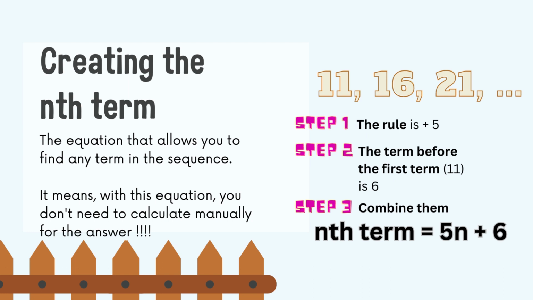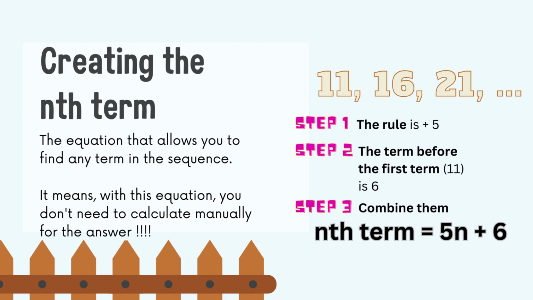Yes, it's true. 6. 6 plus 5 is 11. So now we can go to step 3. You combine them. The n term will be 5n plus 6. How to combine them? Well, the result of step 1 is 5. And then you stick it with the variable n, becoming 5n. And then followed by the result of step 2, positive 6, so plus 6. So the n term will be 5n plus 6.